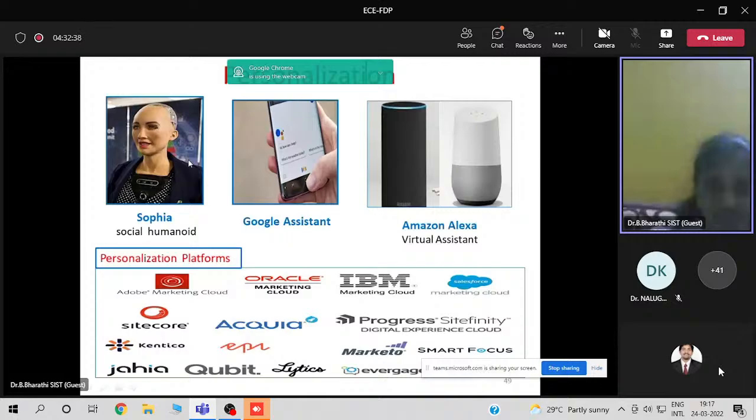All of us know about Sophia, a social humanoid, which acts very much like a human being, and this is one which is given a citizenship, because it acts more like a human being. So all this is possible because of machine learning algorithms working behind. So these are the various platforms which are used for this personalization content. IBM is doing a lot of work. All this data is available on this marketing cloud, which is called Salesforce. Qubit, Lytics, all these are companies which are coming out with wonderful machine learning algorithms and major personalization platforms.